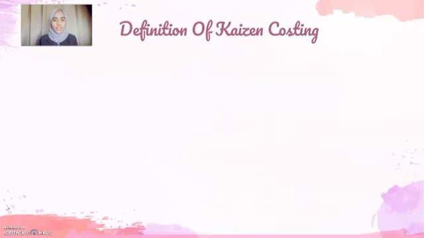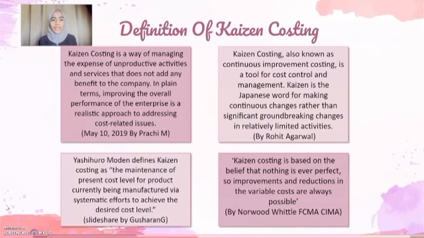Next, other sources also say that Kaizen is a way of managing expenses of unproductive activity and services. In other words, it eliminates waste that doesn't give any value to the company. In plain terms, it also improves the overall performance of the enterprise. Other sources say that Kaizen costing is also known as continuous improvement costing. It's a tool for cost control and management. The Japanese word Kaizen also means continuous changes rather than significant groundbreaking changes. This means that Kaizen focuses on small changes. It doesn't have to be something big.